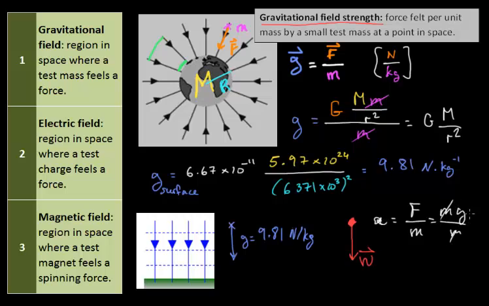In the end, we have an acceleration that is equal to g. So this 9.81 Newton per kilogram is in fact also 9.81 meters per second squared, the acceleration of any free-falling body near the surface of the Earth when you neglect air resistance.